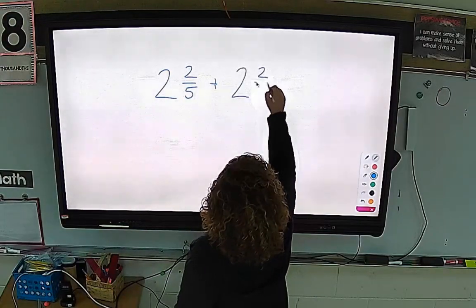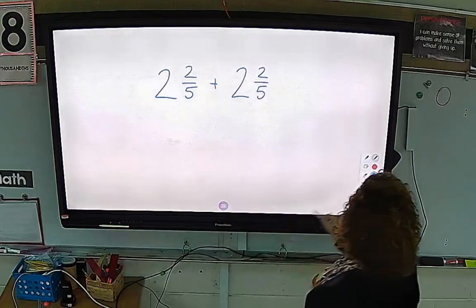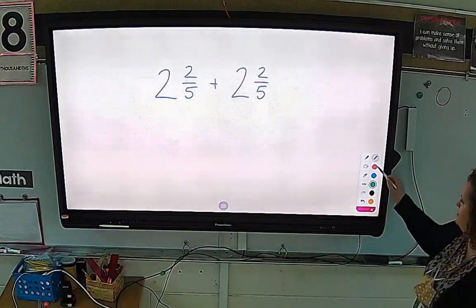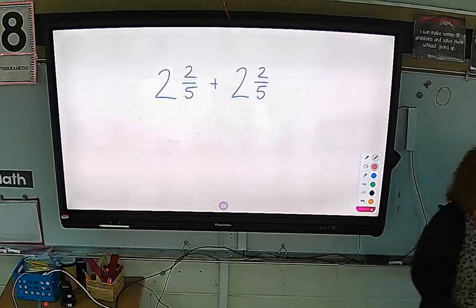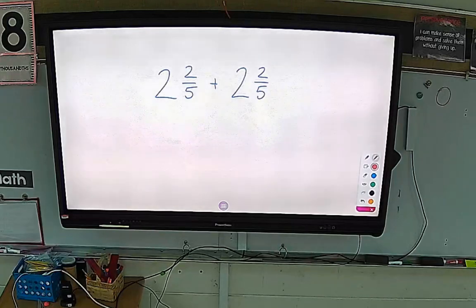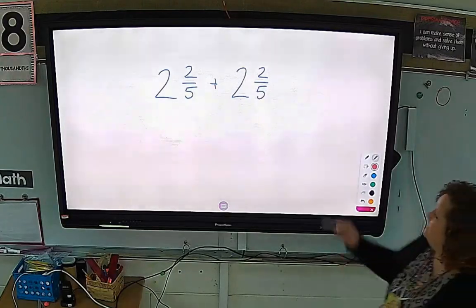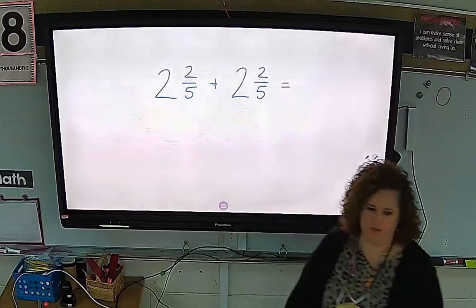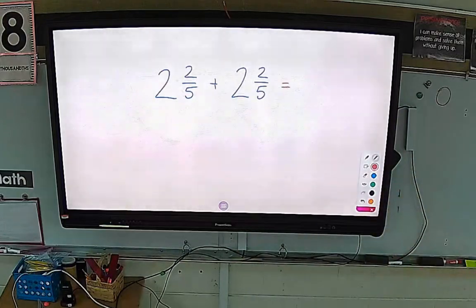All right, this one just happens to be both the same fraction on both sides. All right, so you're going to add your whole numbers. Go ahead and write this one on your board. Okay, you're going to add your whole numbers, and then you're going to add your fraction. So what do you think you would come up with if that's what you did? Okay, think of it in two steps. Whole number part, fraction part.